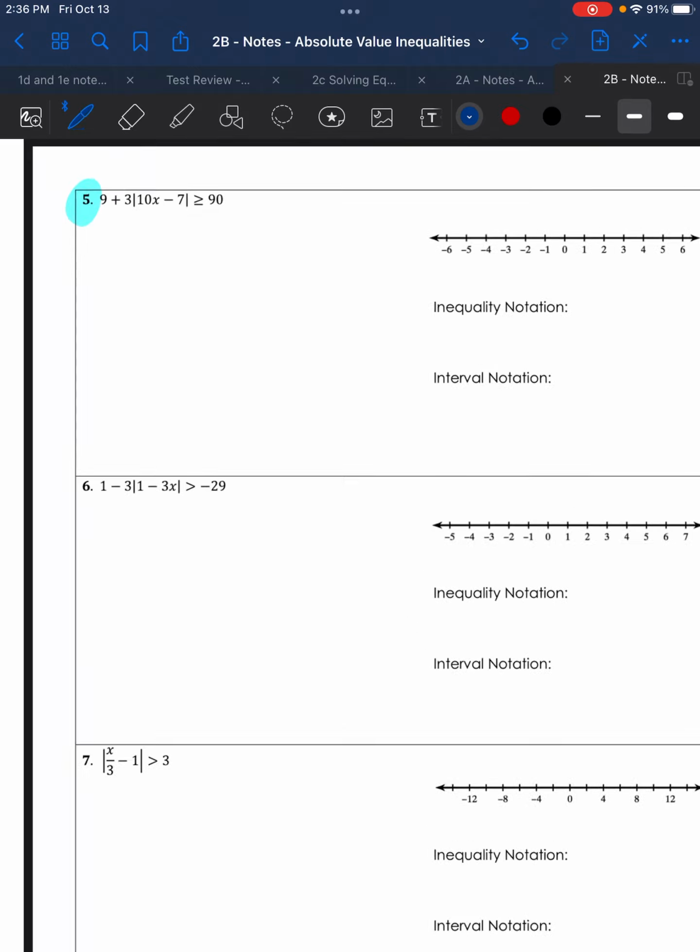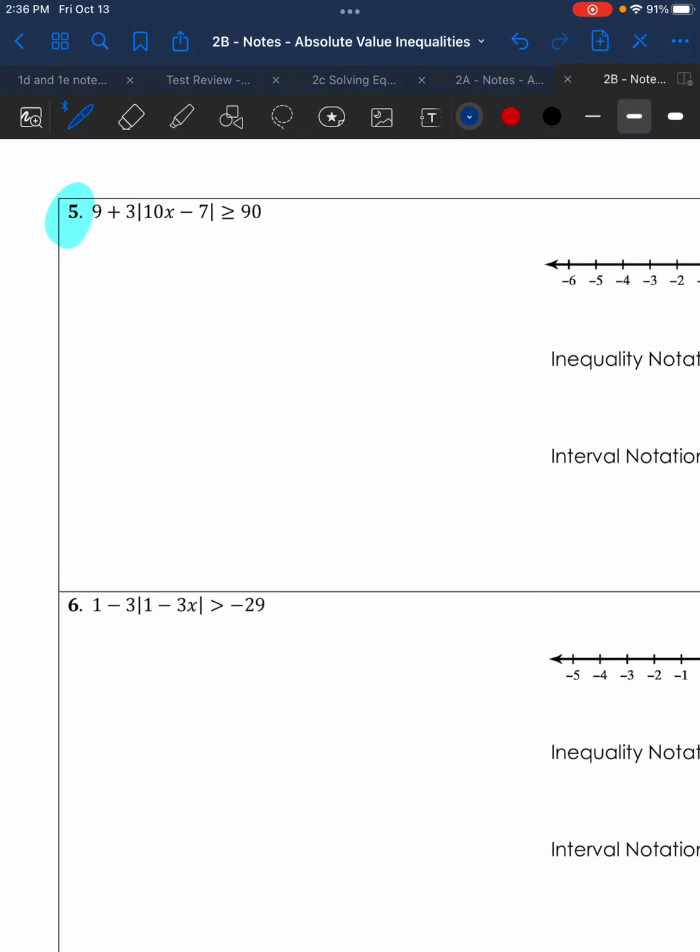Bracket. All right, last problem. We have operations. We have multiplication of the 3, and we have addition. So you have to do the reverse order of operations. We are adding 9, so the 9 is positive, so we subtract 9 first. We are isolating the absolute value here.